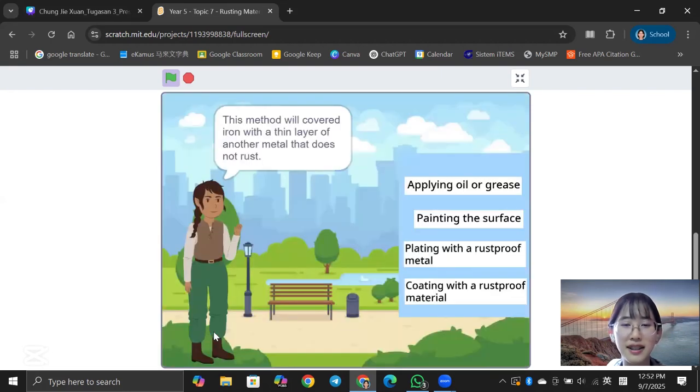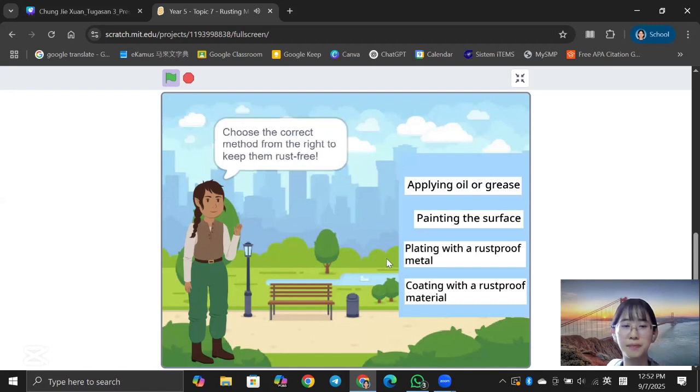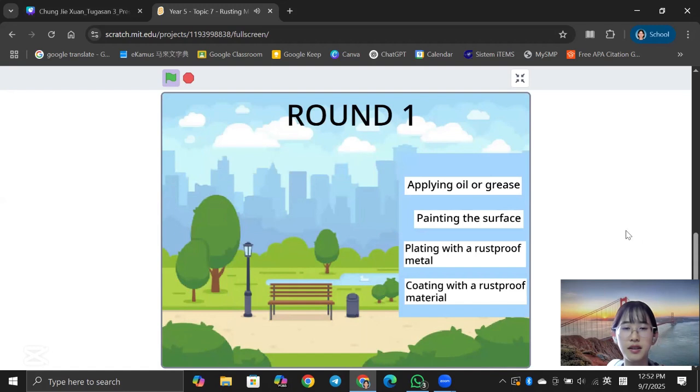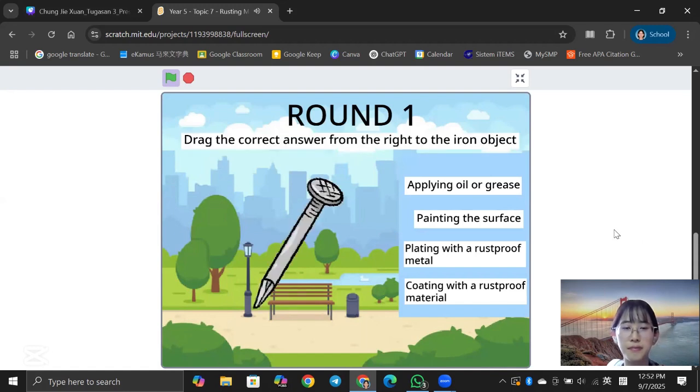So press next. Let's help protect the iron object in the game. Choose the correct method from the right to keep them rust-free. Round 1. Iron nail. Drag the correct answer from the right to the iron object. So for now, we need to protect the iron object from rusting. So here are the ways that I just now mentioned: applying oil or grease, painting the surface, plating with a rust-proof metal, and also coating with a rust-proof material.